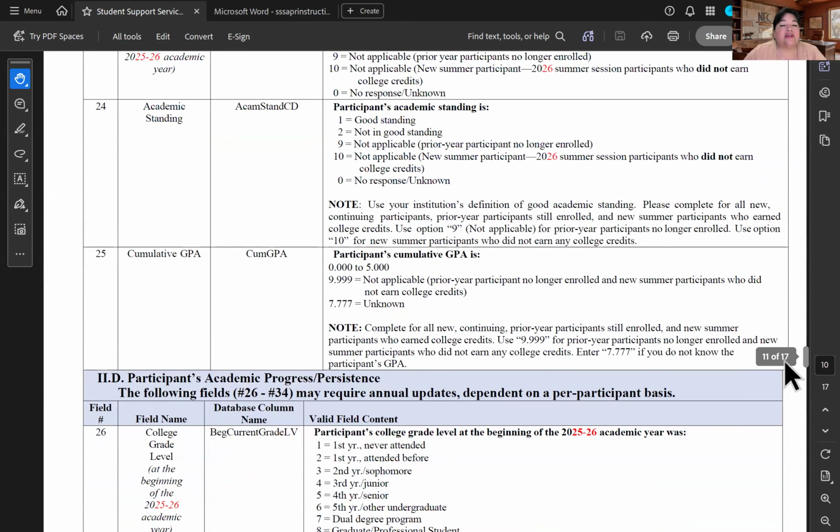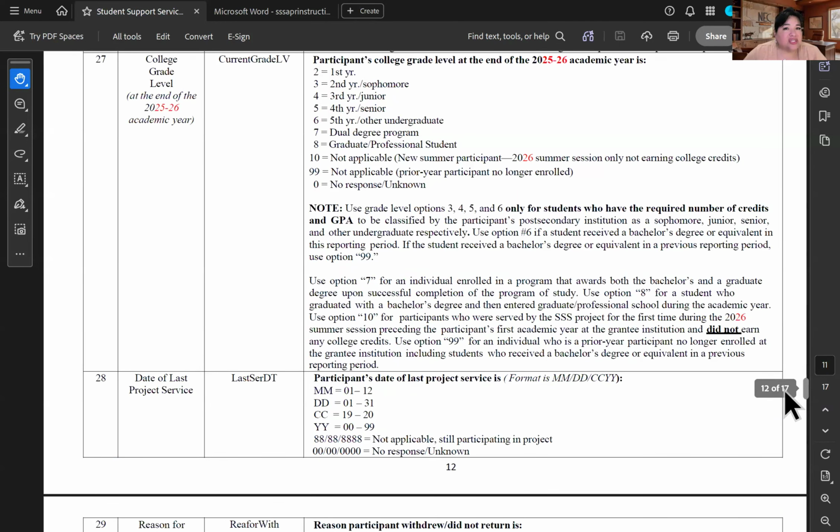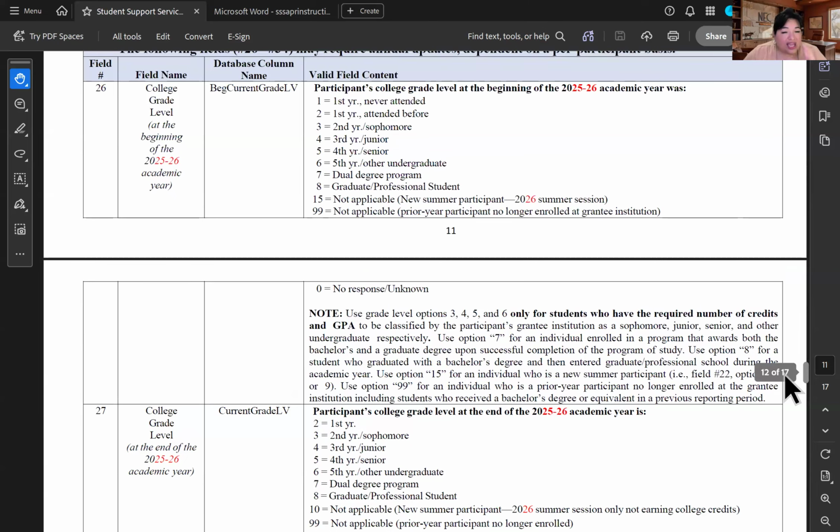Field 24 finally here is the first field that counts toward an objective directly, and that's good standing. The definition of good standing is listed in your grant proposal, what GPA it is. And so usually 25 and 24 need to make sense. You put the GPA for 25, and that should translate to either being in good standing or not in good standing. Then we've got some other fields that are asking about their college grade level at the beginning of this year versus at the end of this year. Those, again, are time consuming.